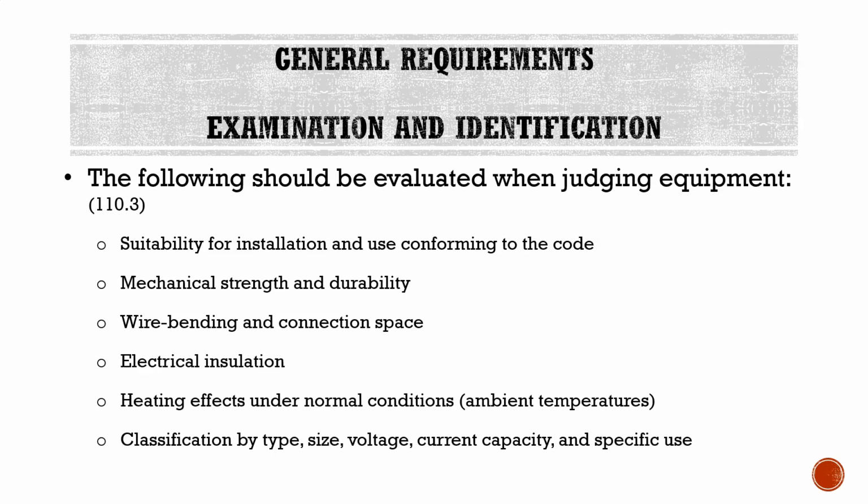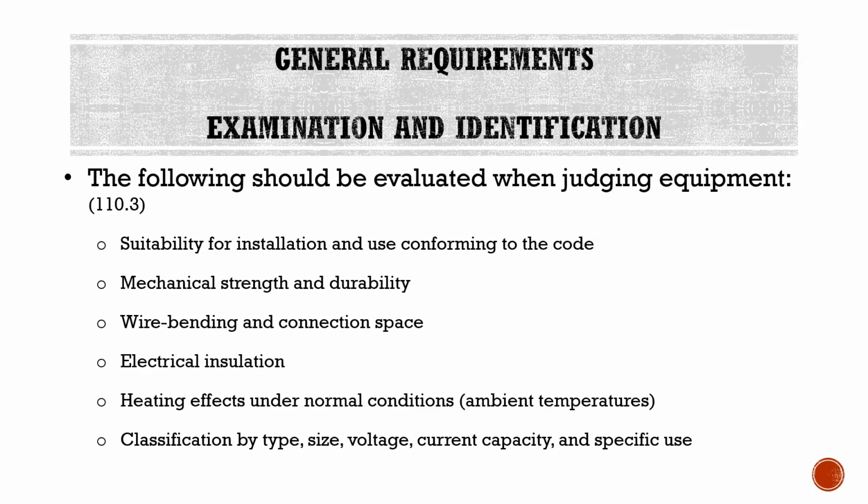So our first point, suitability for installation and use conforming to the code. Obviously, we want to install equipment that is suitable for the application and area we're installing it in, and it has to meet the code, of course. Mechanical strength and durability: we want to make sure that when we're installing equipment, it's going to be suitably durable for the type of environment, so that a month after we install it, it's not just going to fall apart due to wear and tear. Number 3, we want to make sure that where we install it physically, we're actually going to have space for our connections to that piece of equipment in order to energize it.